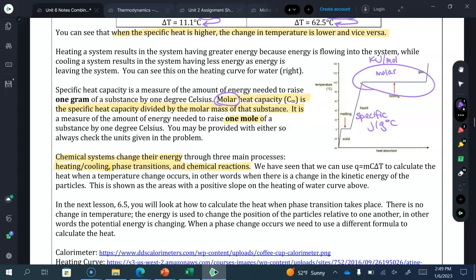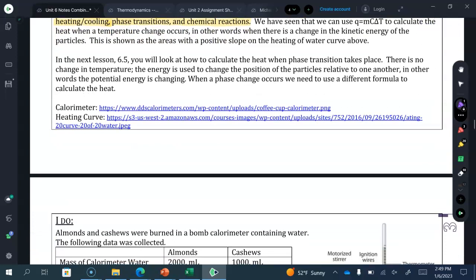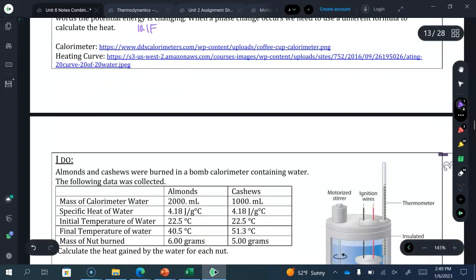In the next lesson, you're going to look at how to calculate the heat when phase transitions take place. There's no change in temperature, so energy is being used to change the position of the particles relative to one another. So in other words, you're changing the potential energy or intermolecular force interactions. So when a phase change occurs, we need to use a different formula to calculate the heat, which I hinted at briefly above, but we will cover that specifically in 6.5.